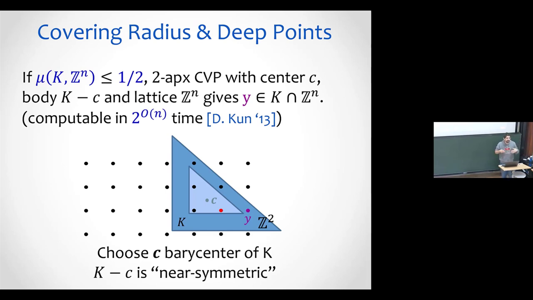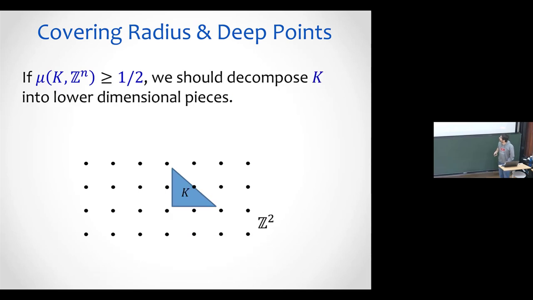Okay, so what if the covering radius isn't small? What if it's bigger than half? If the covering radius is bigger than a half, this is where the second part of the dichotomy needs to happen. We're going to need to break the problem up into lower dimensional pieces and recurse. And exactly how you do this is the question.